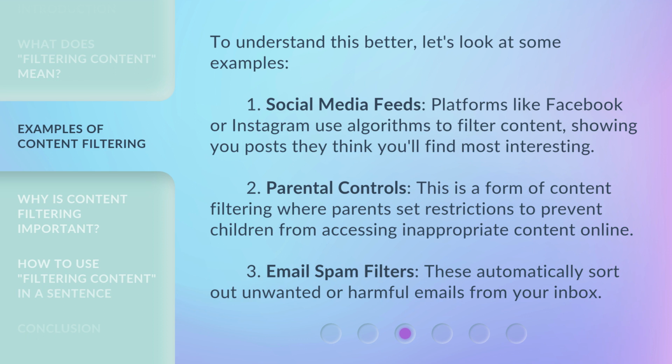To understand this better, let's look at some examples. 1. Social media feeds. Platforms like Facebook or Instagram use algorithms to filter content, showing you posts they think you'll find most interesting. 2. Parental controls. This is a form of content filtering where parents set restrictions to prevent children from accessing inappropriate content online. 3. Email spam filters. These automatically sort out unwanted or harmful emails from your inbox.